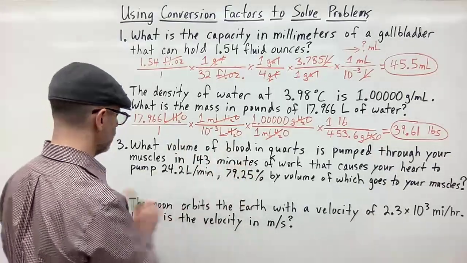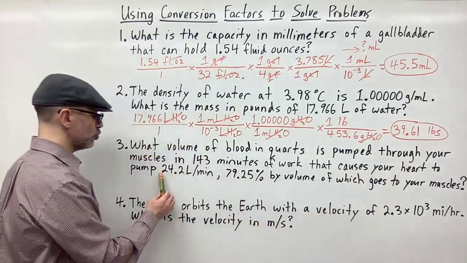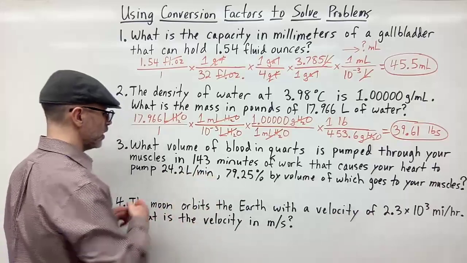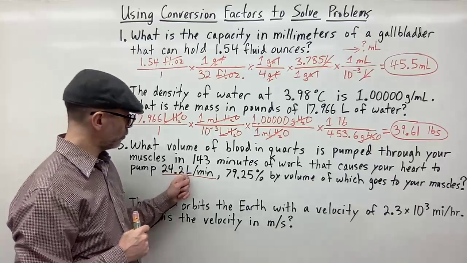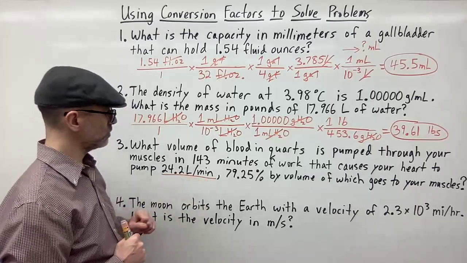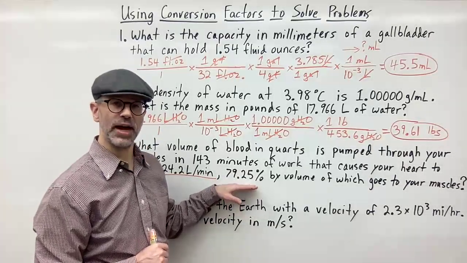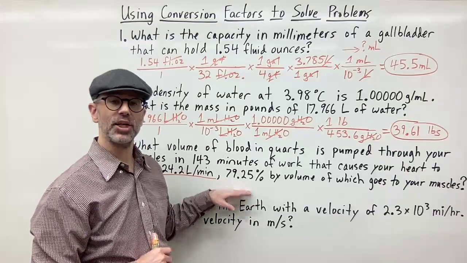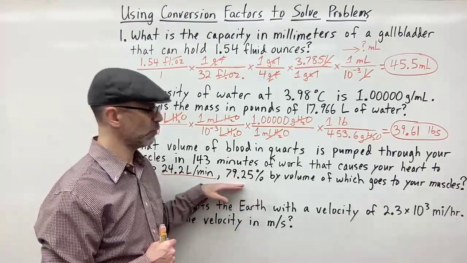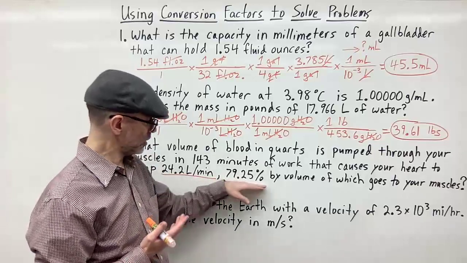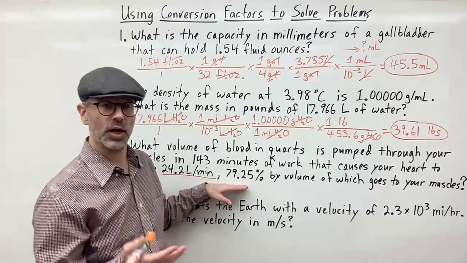There's no relationship here that causes your heart to pump 24.2 liters per minute. So this is going to be a conversion factor because it's relating volume and time, minutes and liters. We're given a percentage by volume. This is important. This is a conversion factor. Anytime you're given a percentage, you can write that or understand that as a conversion factor, because if you understand what a percent is, that tells us that it's out of 100. Percent means out of 100, per 100.